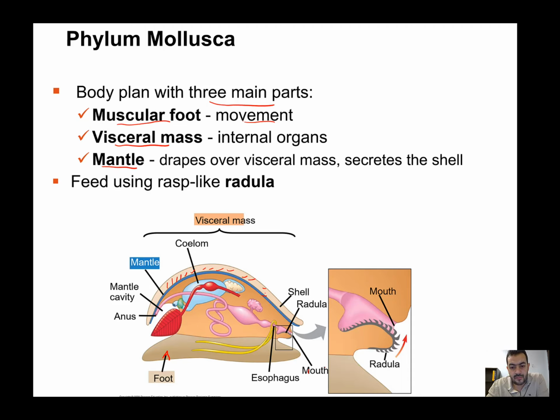How do they get their food? This is done through a rasp-like radula. So as you can see here, if we zoom in near the mouth area, they have this rasp-like radula. So they are very rough structures that scrape the surface of, for example, the bottom of rocks, where they remove algae from the rocks or from any other substrate to get their food, and then they absorb it through the mouth.